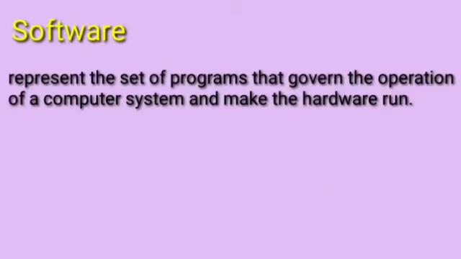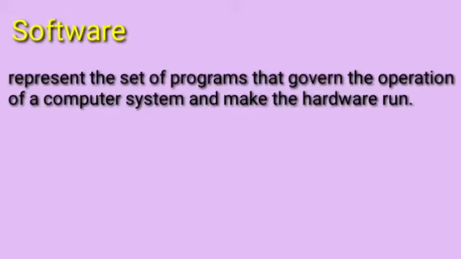Now let us see what is software. Software actually represents the set of programs that governs the operation of a computer system and makes the hardware devices run. So to run and control the hardware devices of the computer, like the input devices and the output devices, monitor, keyboard, mouse, we need the different softwares, and those are the logical part of the computer. They govern the operation of a computer system.